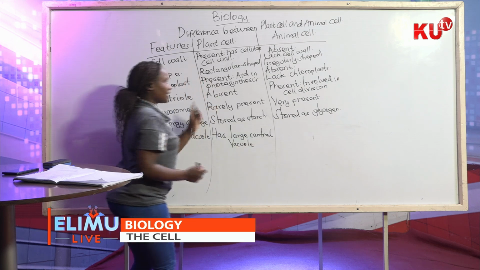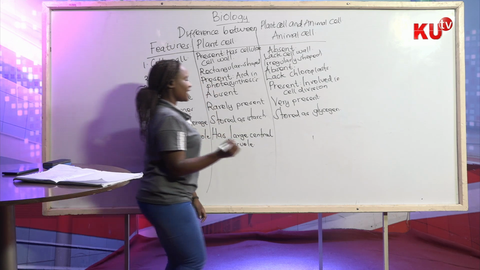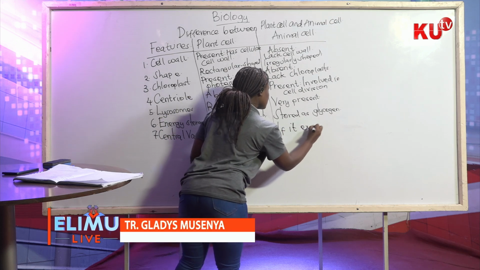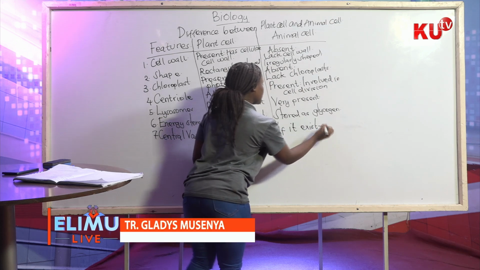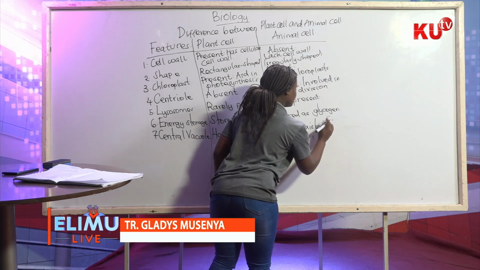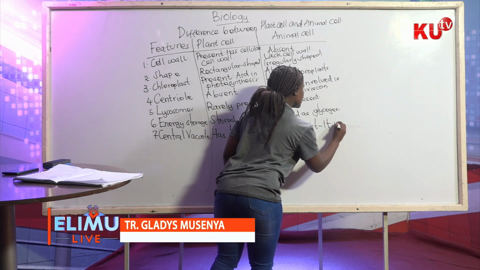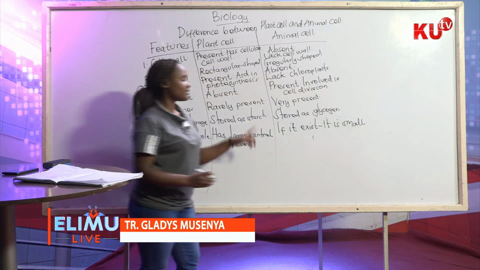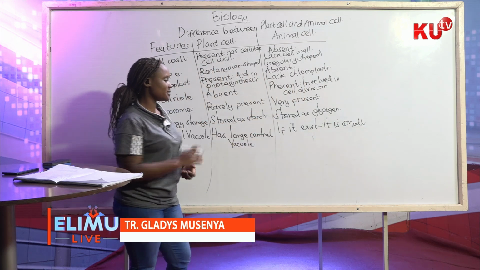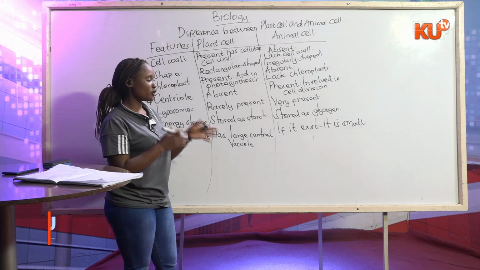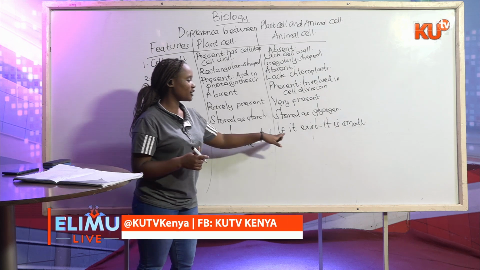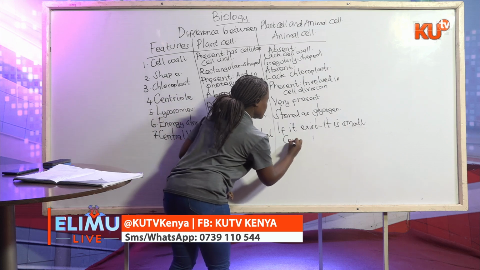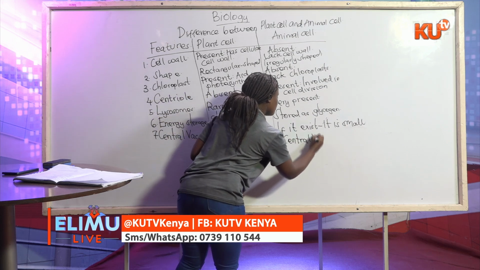And then in animal cell, if it exists, it is small. If it exists, it is small. That means it might exist or it might not exist. So if it exists, it is small. Central vacuole.